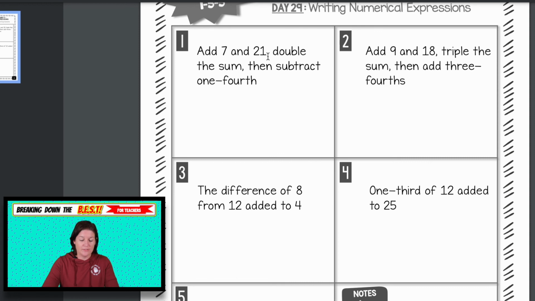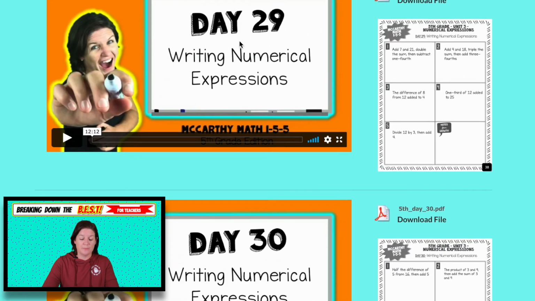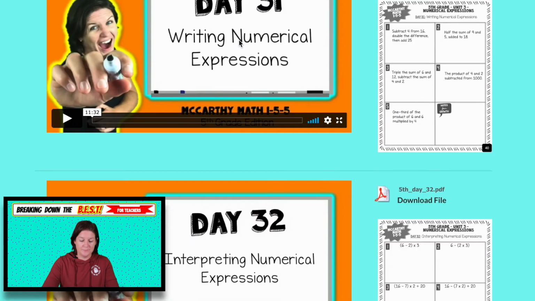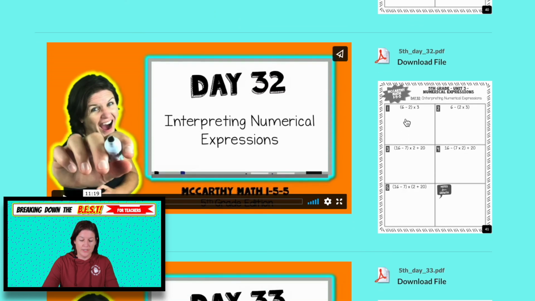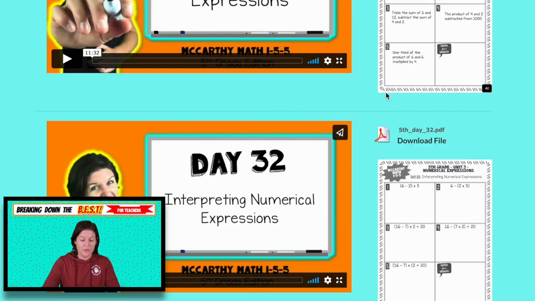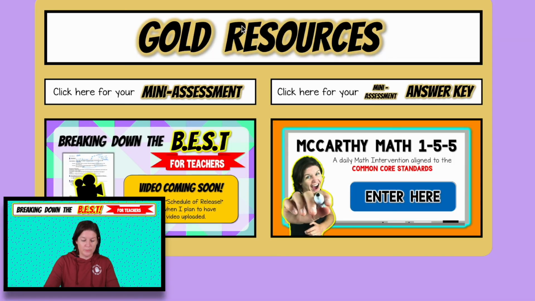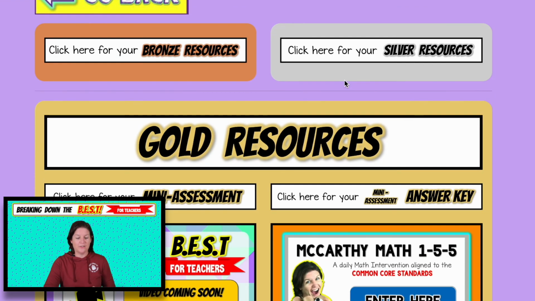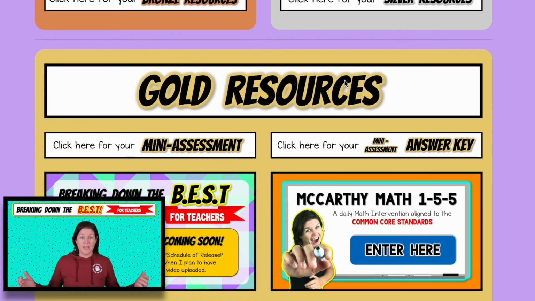Like add 7 and 21, double the sum, then subtract 1/4. It's very, very similar to what you're seeing with the mathematical descriptions. Okay? And even here, taking these and interpreting them as interpreting numerical expressions. Okay. So you have lots and lots of resources available with Mccarthy Math 155 and that gold membership. Okay, I think that's it.